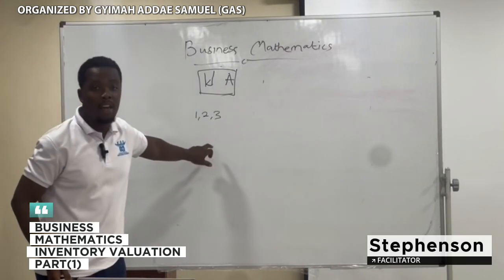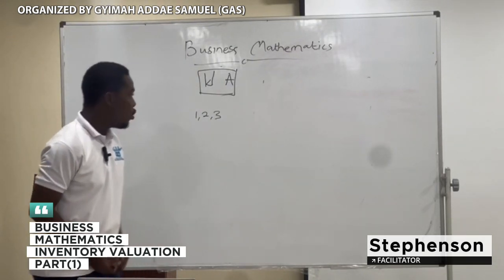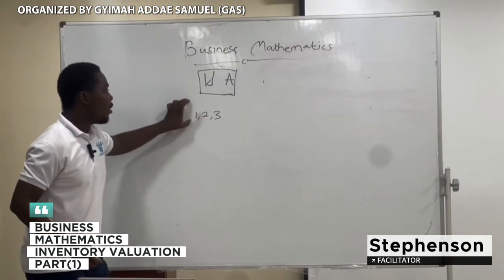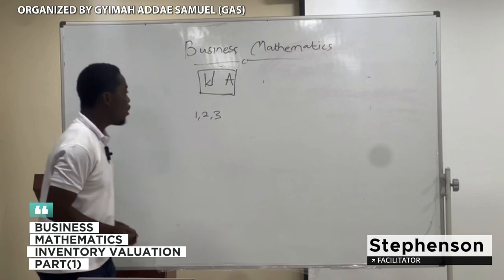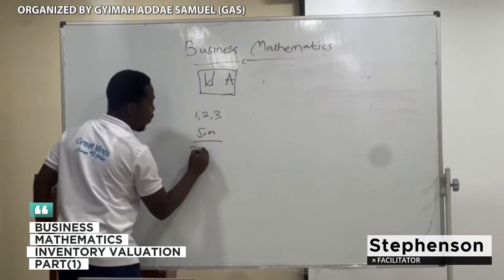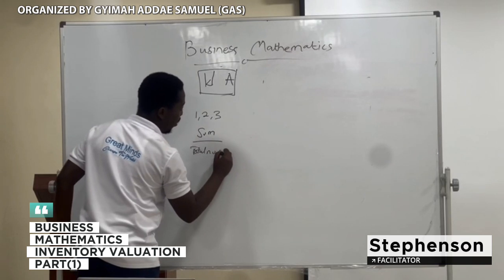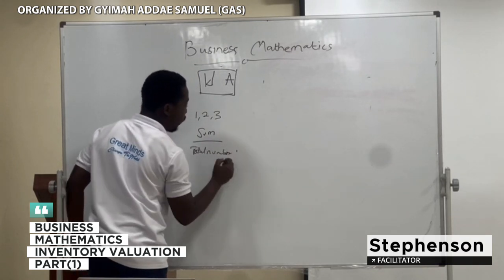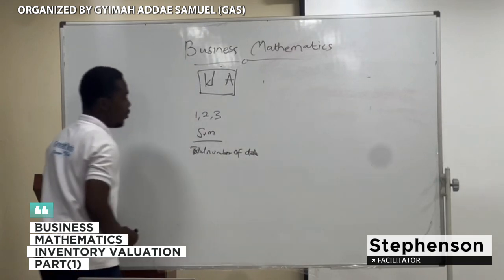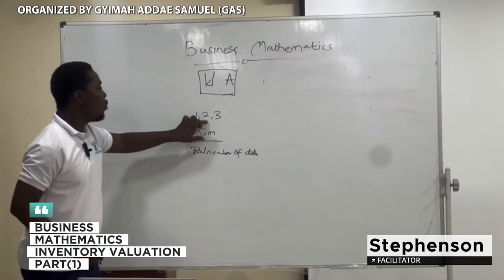Let's try and see if you can find the average here. Average here means the total sum, so we will sum everything over the total number of data. Okay.